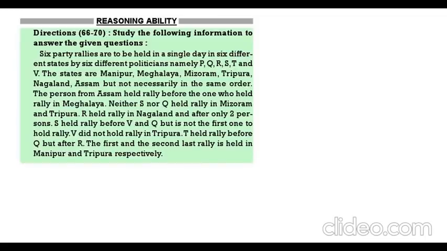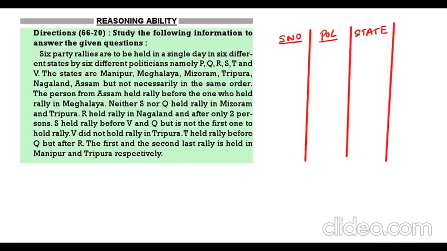S held rally before V and Q, but not the first one to hold the rally. V does not hold the rally in Tripura. T held rally before Q, but after R. The first and second last rally is held in Manipur and Tripura respectively. Now draw a 3 column table: serial number, politician and state. So there are totally 6. Write down 1, 2, 3, 4, 5, 6.